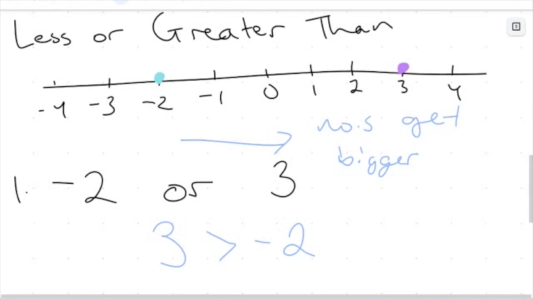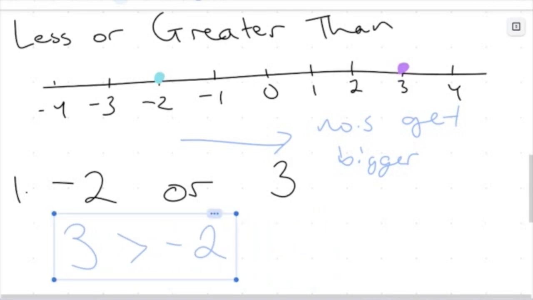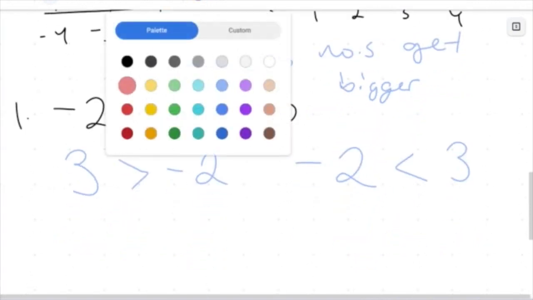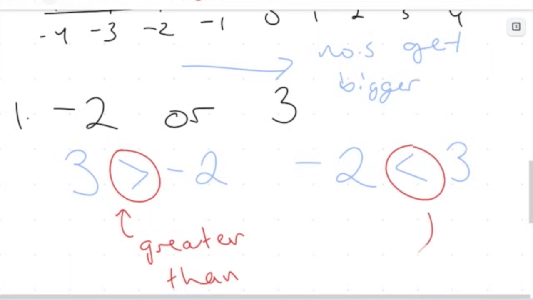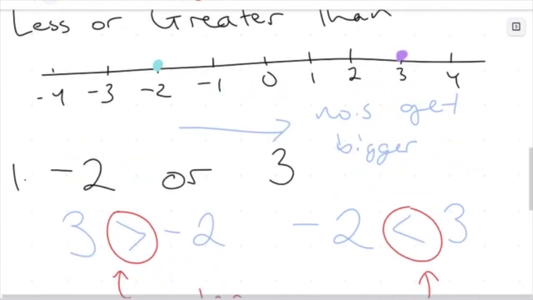We can also, if we look at it from a different perspective, say that -2 is less than 3. These two pieces of information are telling us the exact same thing. It's just that this symbol means greater than, and this symbol means less than. So this is how we can start to navigate our way along the number line. Now let's do one more example.